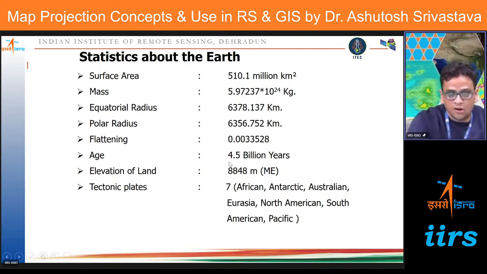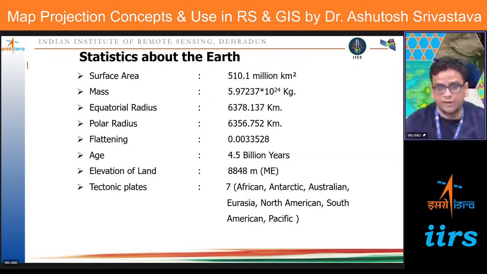Age is around 4.5 billion years, and for elevation of land with respect to the mean sea level, Mount Everest is 8848 meters with reference to the sea level. The Earth comprises 7 tectonic plates, which are African, Antarctic, Australian, Eurasian, North American, South American, and the Pacific.